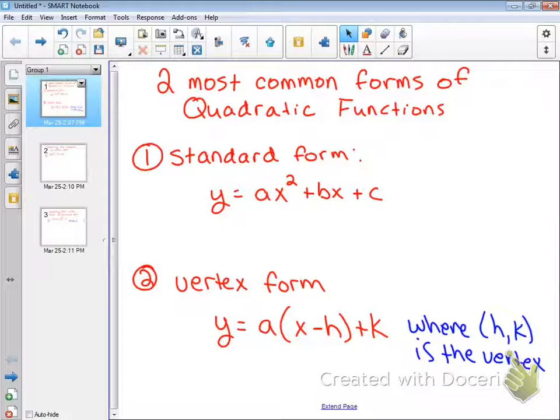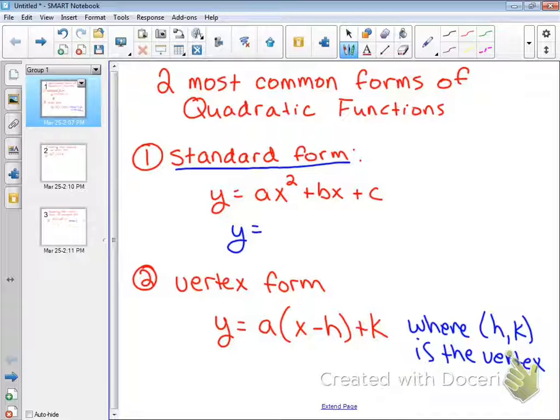For this video, we're going to talk about the two most common forms of quadratic functions. The quadratic form that you have seen for the most part so far has been what we call the standard form. That's the one where we have y equals ax squared plus bx plus c. An example of one in standard form is y equals 3x squared plus 4x plus 1. That is an example of a quadratic function in standard form.